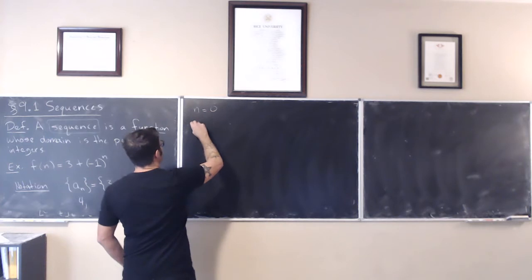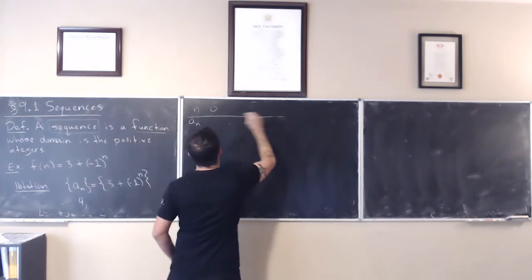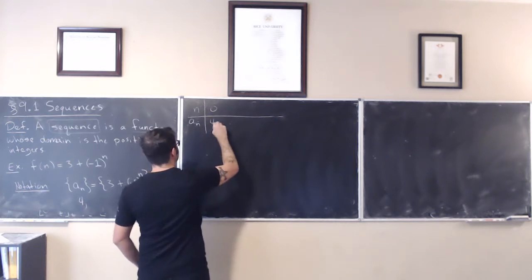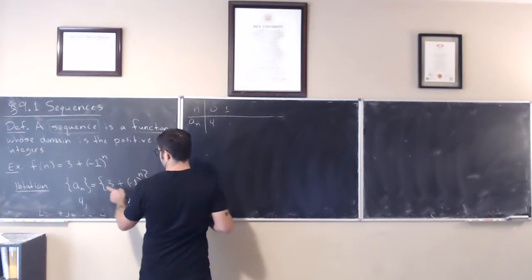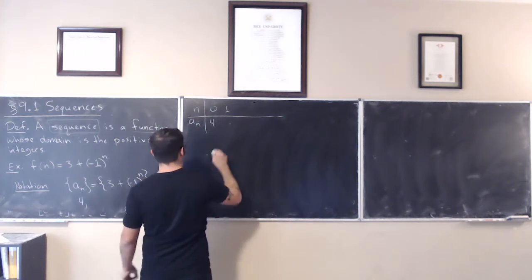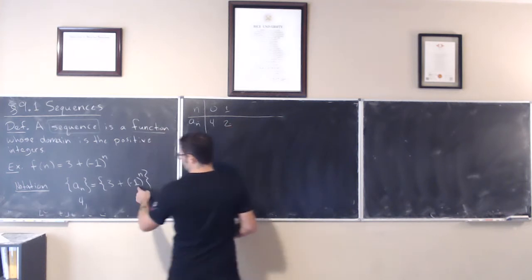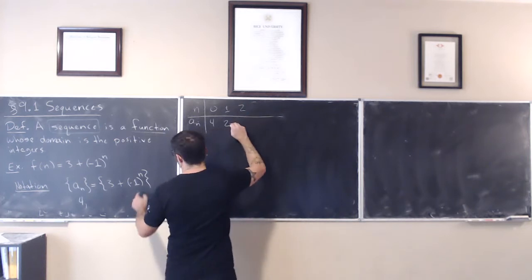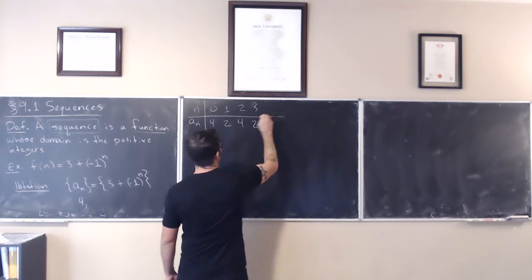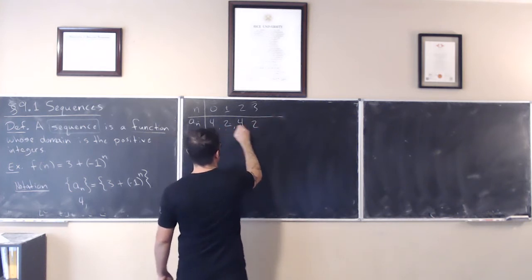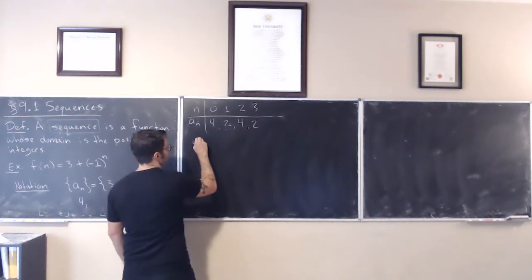And then a sub n is this. So this will be 4. When n is 1, the sequence value is 2, right, because you subtract off 1. When n is 2, you add 1. When n is 3, you subtract off 1. And what you're doing is you're building an ordered list that looks like this.